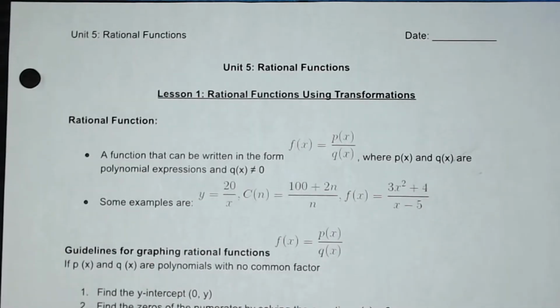Welcome to Unit 5, Lesson 1, Rational Functions Using Transformations.